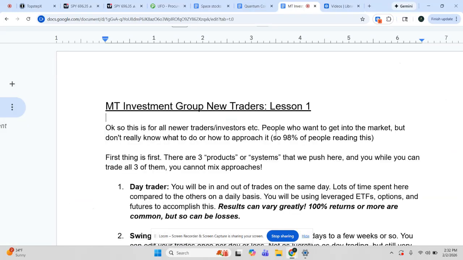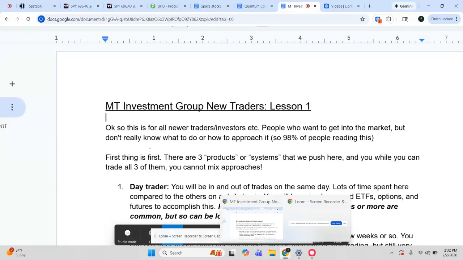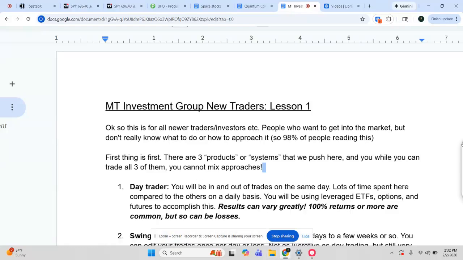Okay, so lesson one, this is for newer traders or investors, people who want to get into the market but don't really know how to approach it. So most of you reading this right now. Again, as I described, we have three products or systems that we push here, and you can trade all three of those, but you have to compartmentalize them, okay? So you can't use a swing trading approach or swing trading indicator on day trading. So you have to understand the differences between those, okay?